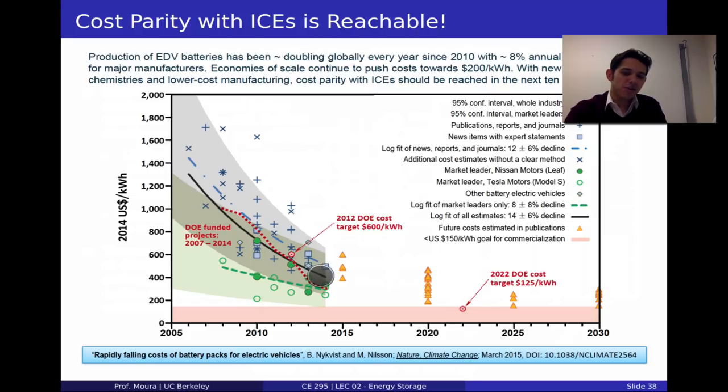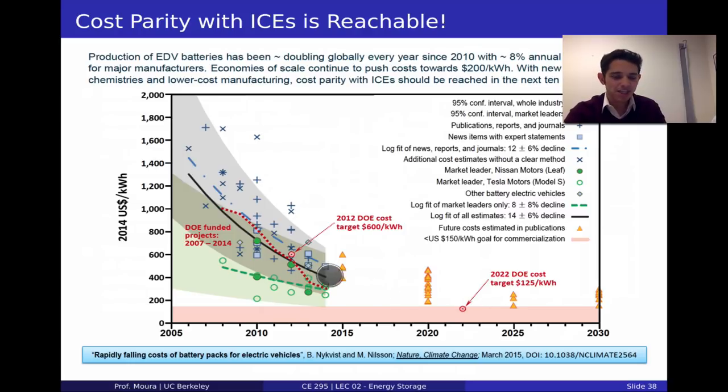There's no momentum in this, right? If we just continue doing everything we're doing today, these costs won't continue to decline. We have to keep innovating to get these numbers to go down. The innovations that got us from 1,000 to 500 are not going to be the innovations that get us from 500 to 200 and from 200 to 125.